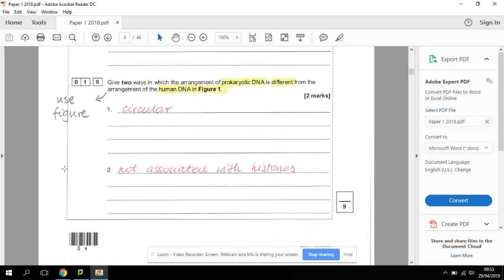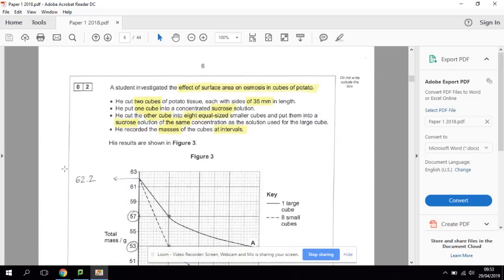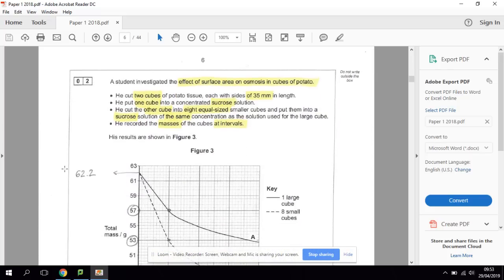Okay. Question number 2. A student investigated the effect of surface area on osmosis in cubes of potato. Okay, so we're looking at osmosis and we've got potatoes and there is a method. So he cut 2 cubes of potato tissue, each with sides of 35 millimeters in length. So that's important information.